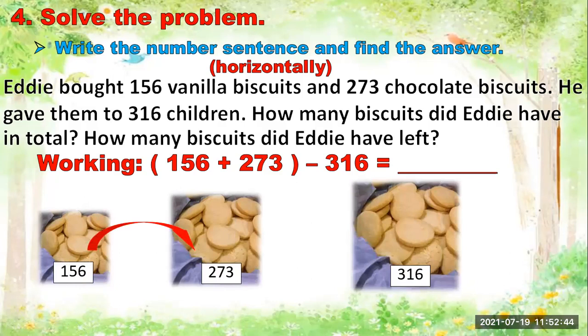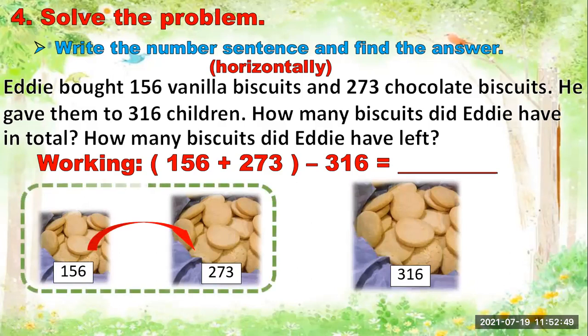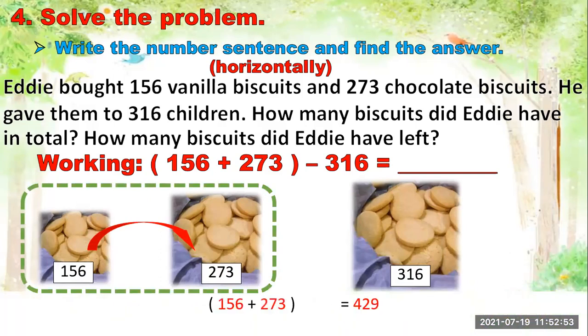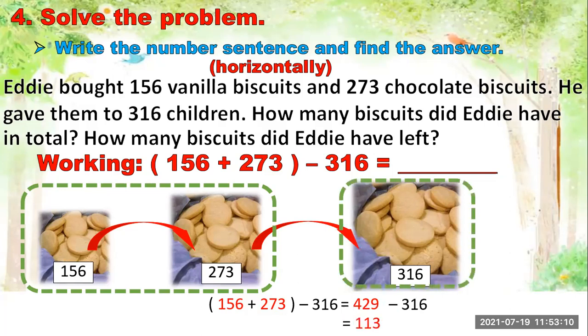So from 156, we will add 273. We will add this together. The word total means to combine these two biscuits. So the total is 156 plus 273 is equal to 429. And then we will minus, because he gave 316 biscuits to the children. So 429 minus 316 is equal to 113. Okay, that's it. That's how to solve the word problems.